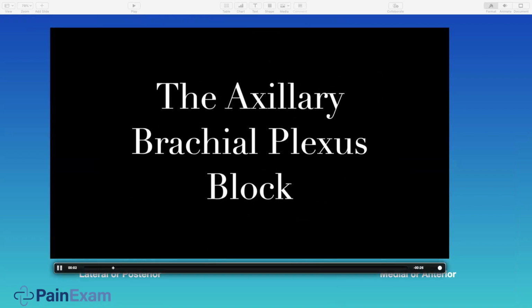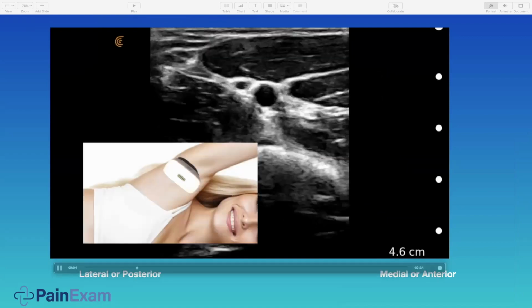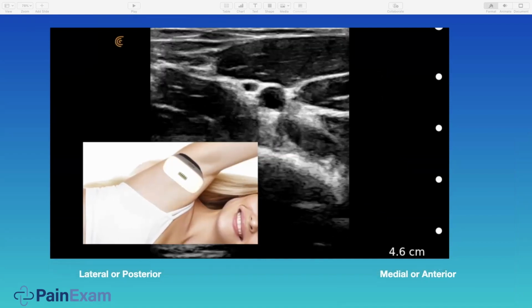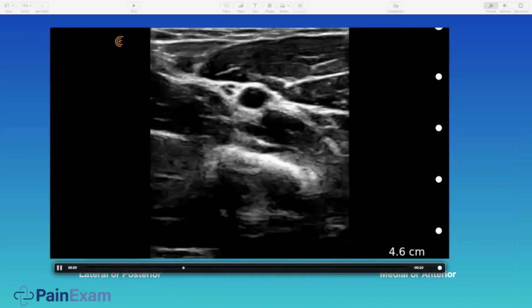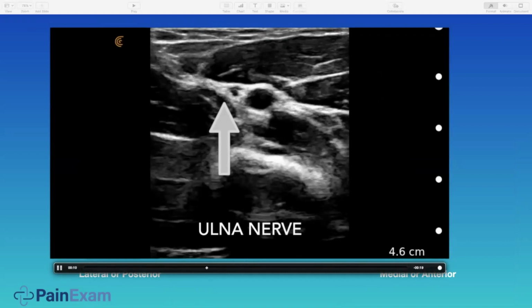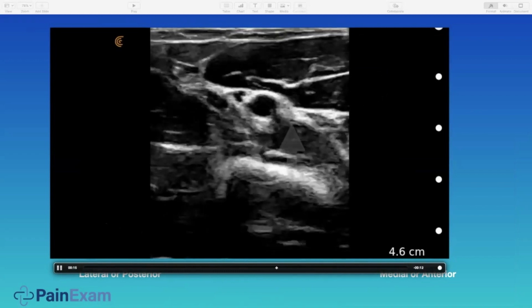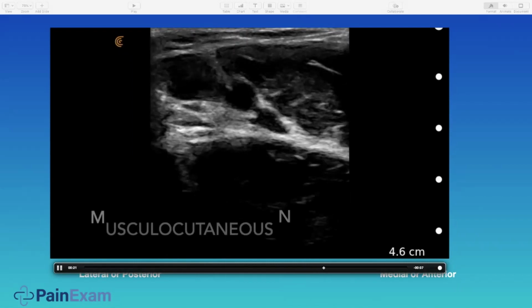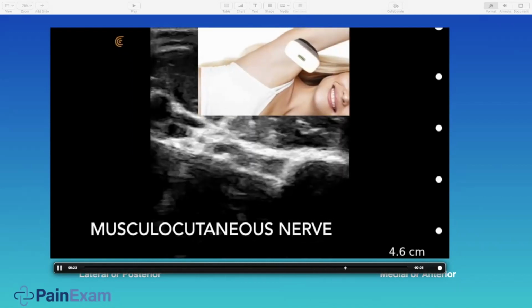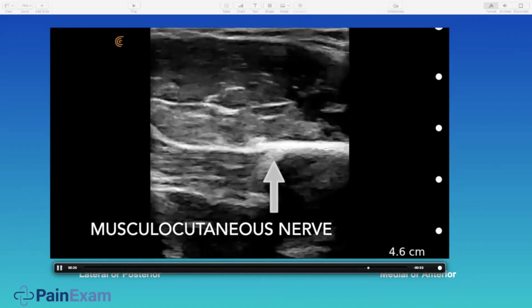Okay, here's a video of the axillary brachial plexus block. High frequency ultrasound probe, the artery, ulnar nerve. That would make this the radial, right, deep to the artery. What would this one be? Median. And then you need to find the musculocutaneous nerve in the coracobrachialis muscle, which is right here.